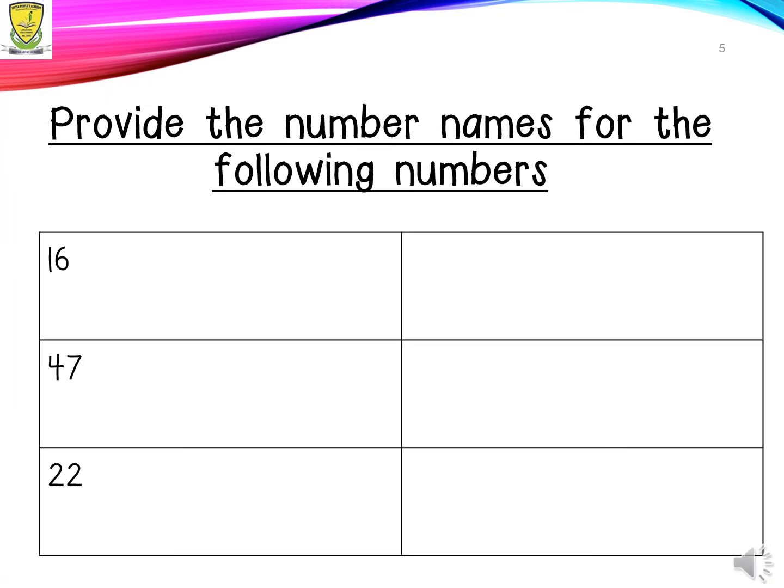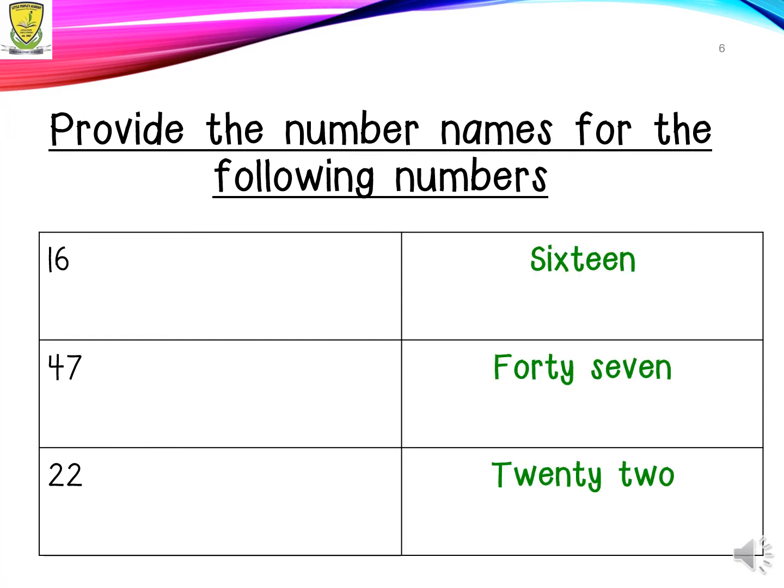Now it says provide the number names for the following numbers. Let's read these numbers. 16, 47, 22. Now let us see how we write the number names for these number symbols. 16. We write it as S-I-X-T-E-E-N.